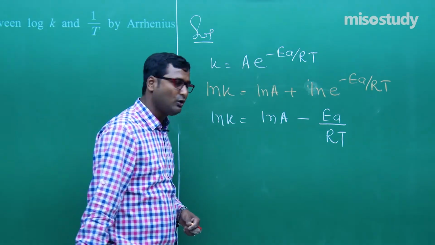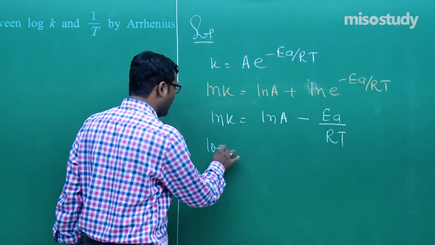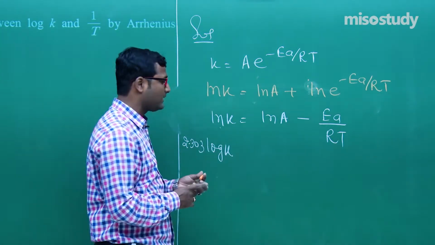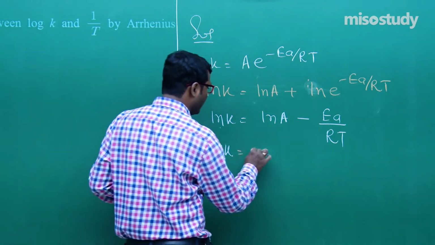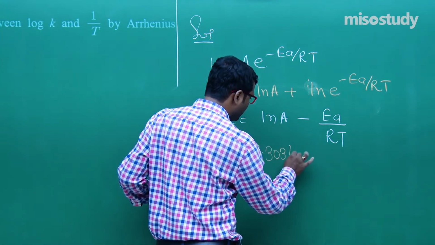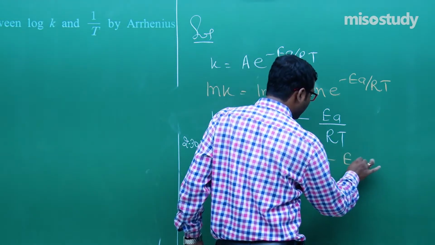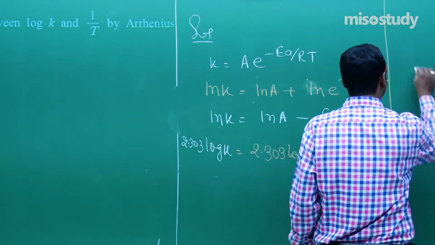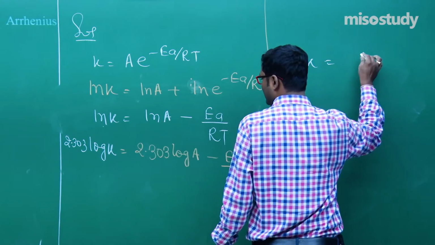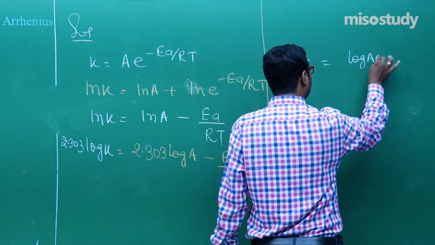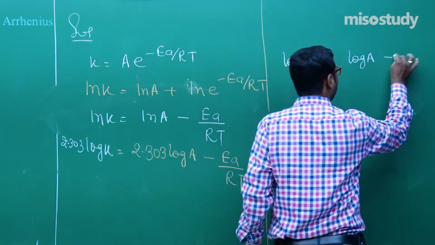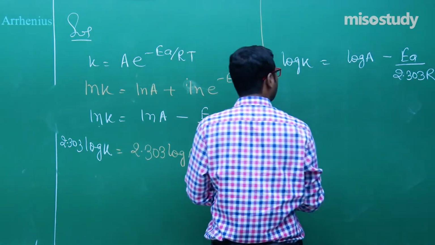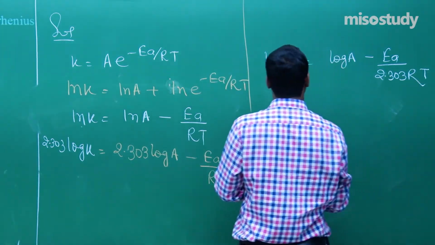Now convert it into log. Do you require it? Yes. That is ln K we can convert into log, that is 2.303 log K is equal to 2.303 log A minus EA upon RT. Now I am moving here, we'll discuss the next one. Log K is equal to log A minus EA upon 2.303 RT.